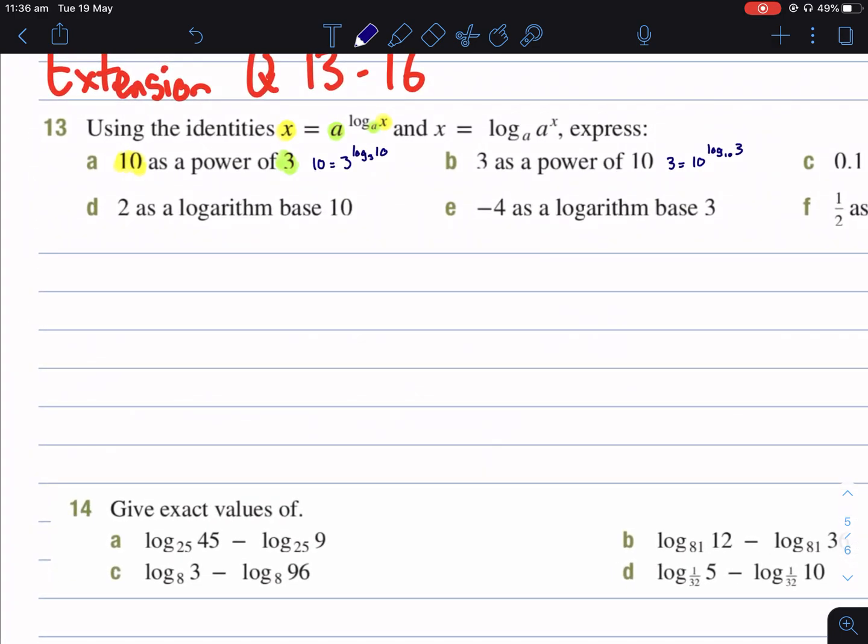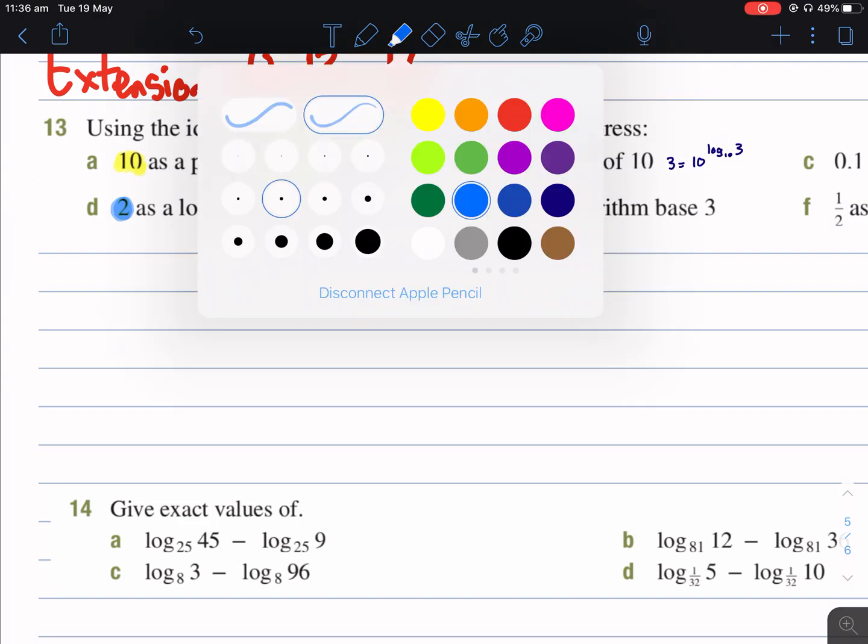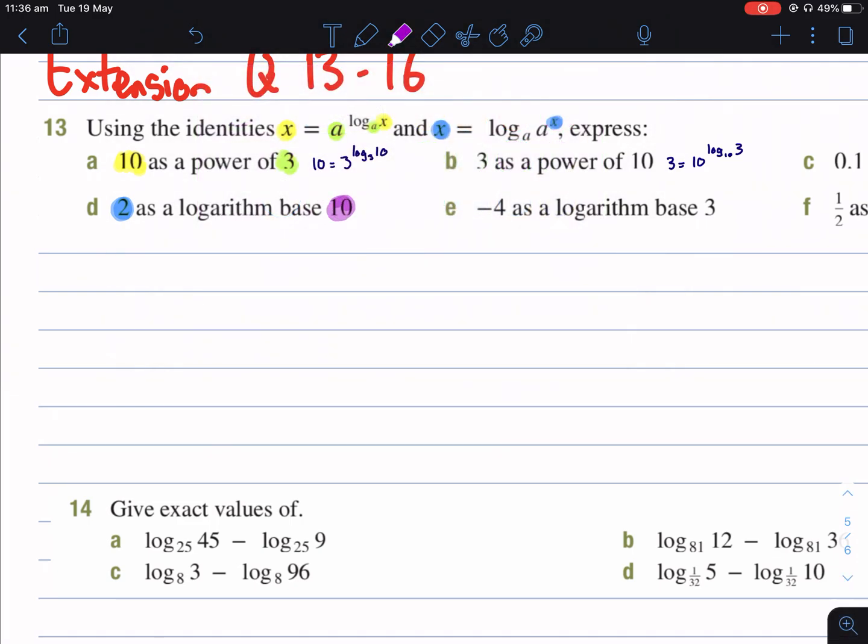The next row, we've got these logs with given bases, so let's color code these ones. 2 is logarithm base 10. So that's the way that goes. So here we've got 2 equals log base 10 of 10 squared. Yeah, because you take the 2 down the front and then log base 10 of 10 is 1, so 2 times 1 is 2. Makes sense?